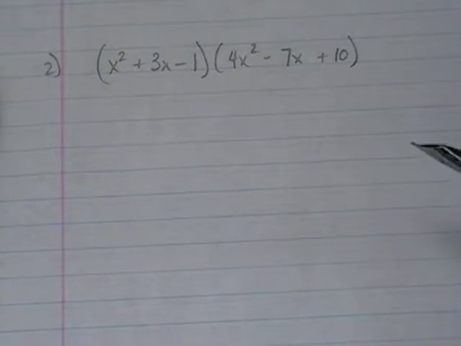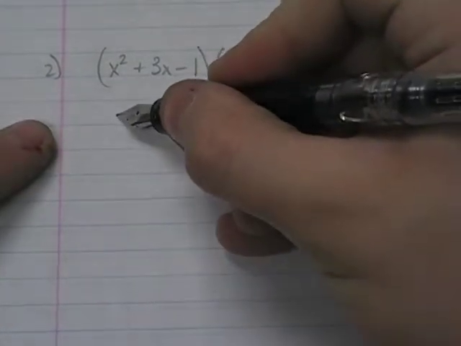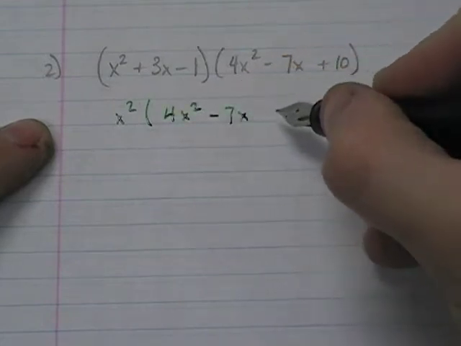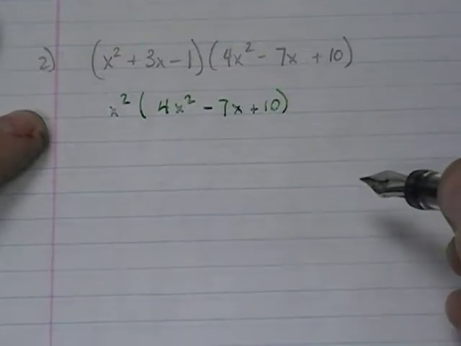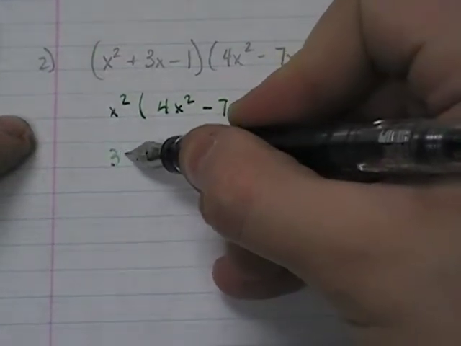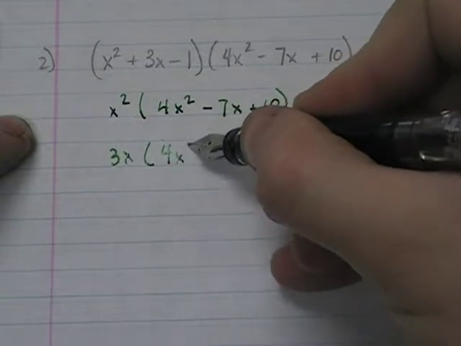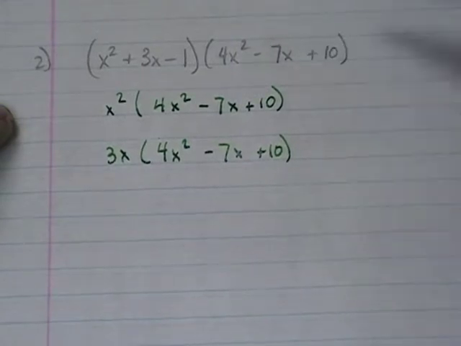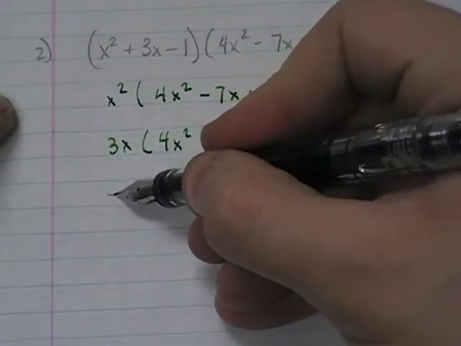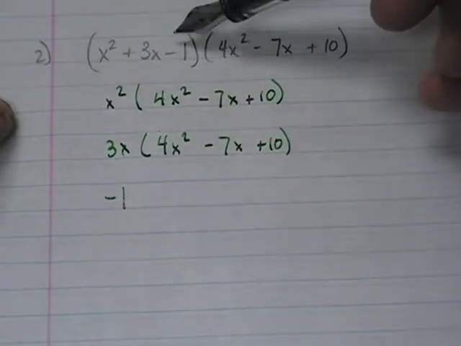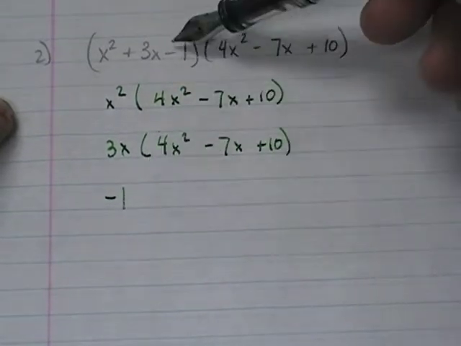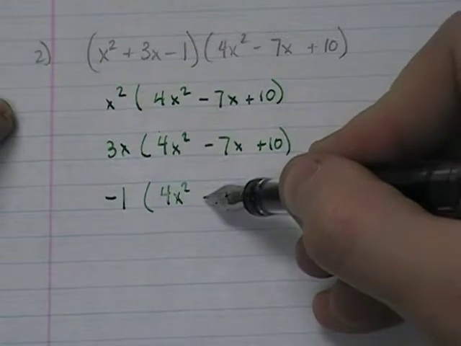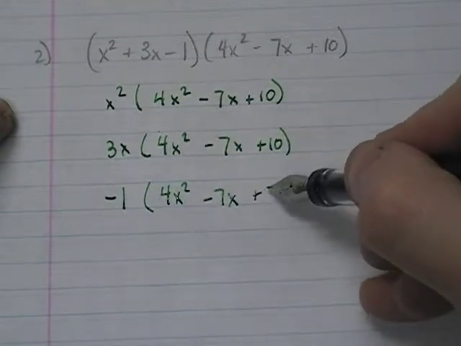So if I write out these multiplication sentences, they will go as so. X squared times 4x squared minus 7x plus 10. Second multiplication sentence will be 3x times 4x squared minus 7x plus 10. So I'm taking each of these and turning them into distributive sentences. Okay, so then negative 1. Here's a common mistake I see, is that people take this 1 and they put it down here and they don't bring this negative sign. That's a really common mistake that I see. 4x squared minus 7x plus 10.